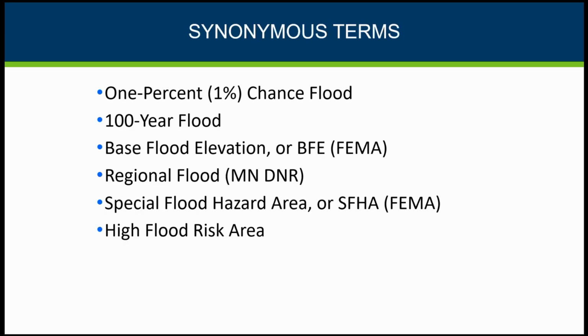If you look in the state law, we do mention 1% or 100-year in there in some places, but we also use the term regional flood. So just be aware of that. When you're talking with the lenders or insurance people, they talk about the special flood hazard area. So that's that mapped A zone or V zones in the coastal areas. And in general, we'll sometimes just call it the high risk flood areas.